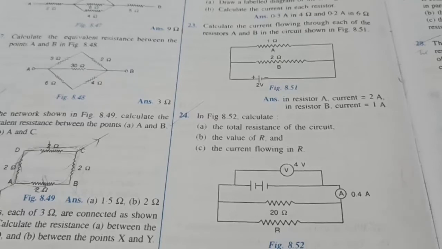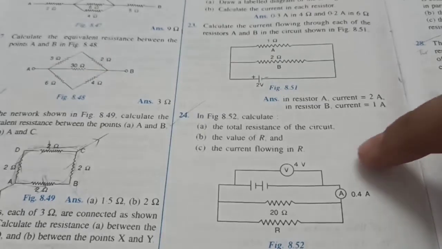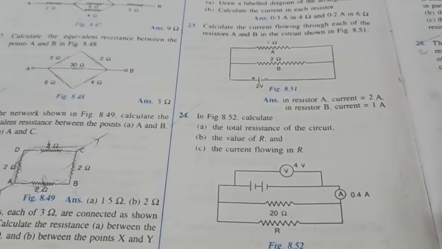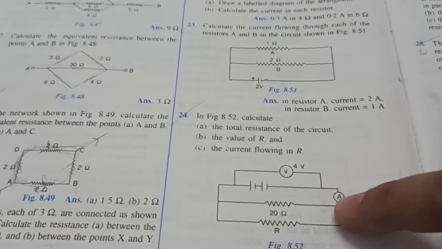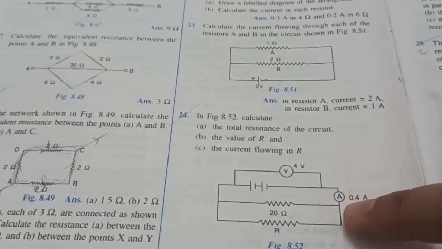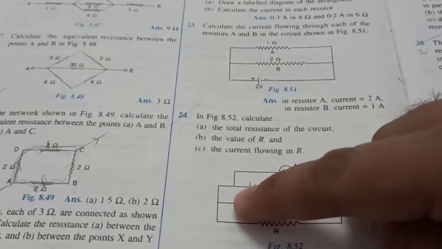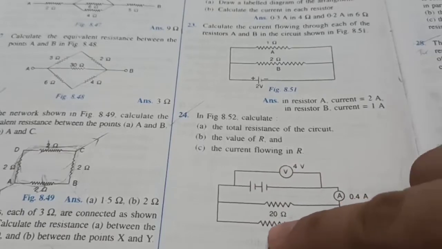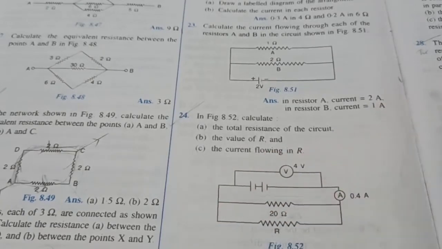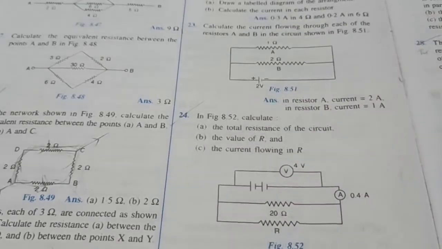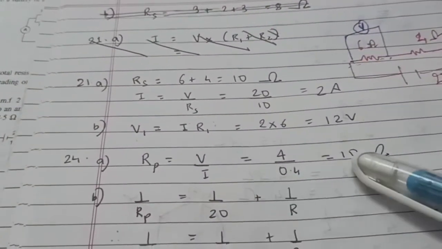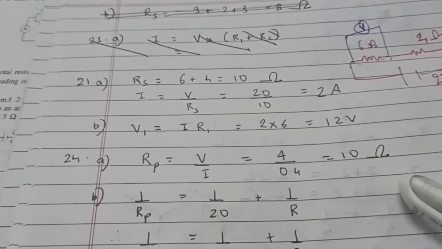What's the formula of resistance? V upon I. Total resistance is total voltage upon total current. Total voltage is given 4 volt. Total current is also given 0.4 ampere. By the way, this 0.4 ampere would split into 2 parts. Let's say 0. something would pass through this resistance and the other one will pass through this one, and they will meet again and complete the journey. But 0.4 is here connected here, so it's for the entire circuit. So I can use this value. So the resistance in parallel is coming out to be 10 ohm.